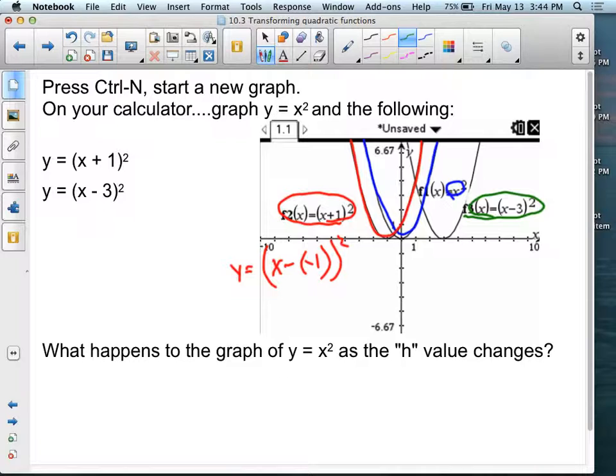For this green one here, we have that graph as well. So this tells us that's x subtract the value 3. So positive 3 is the x coordinate of the vertex. That's why we move to the right 3. So you might remember that it's really x subtract the h value. That's something pretty good to think about, that when we graph it, we really call it x minus h. So a couple questions for you. What happens to the graph of y equals x squared as the h value changes?